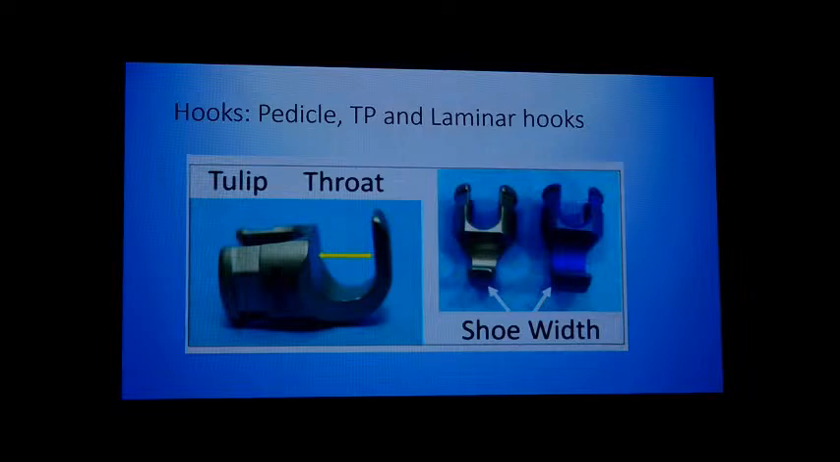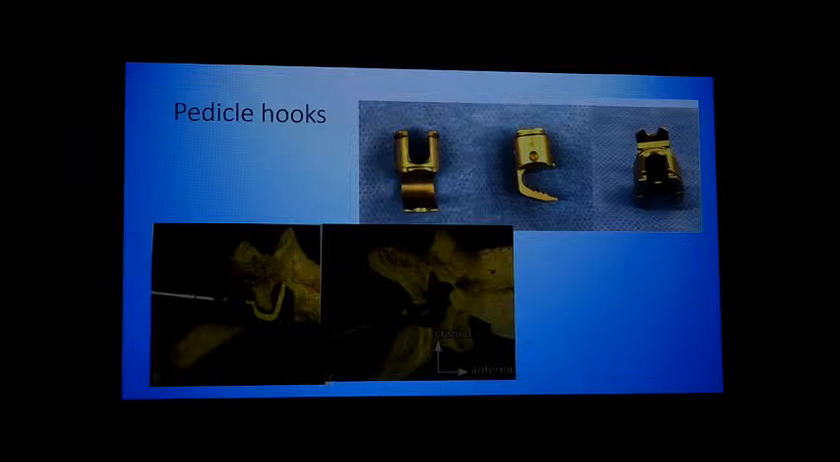With regard to shoe width, it is easier to place a smaller shoe, much easier to place, but a wider shoe actually gives more bony purchase and less flow through. So this is a pedicle hook. Now pedicle hooks are easy to identify. It shows a bifurcated pattern here, and this is designed to go under the inferior articular facet. So it goes underneath the IAP and seats against the pedicle superiorly.